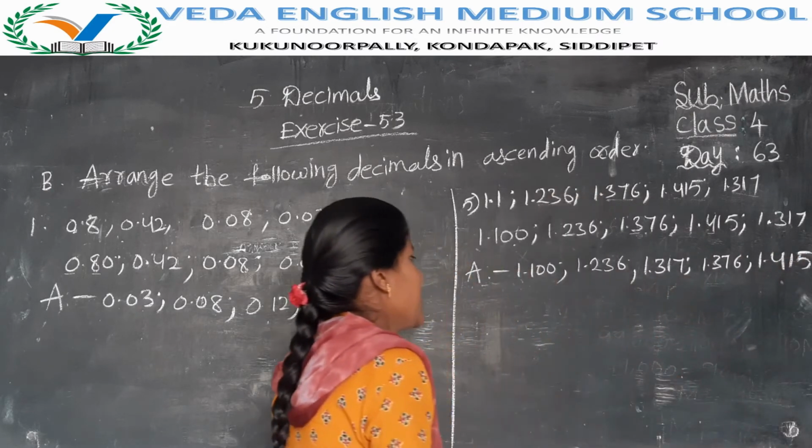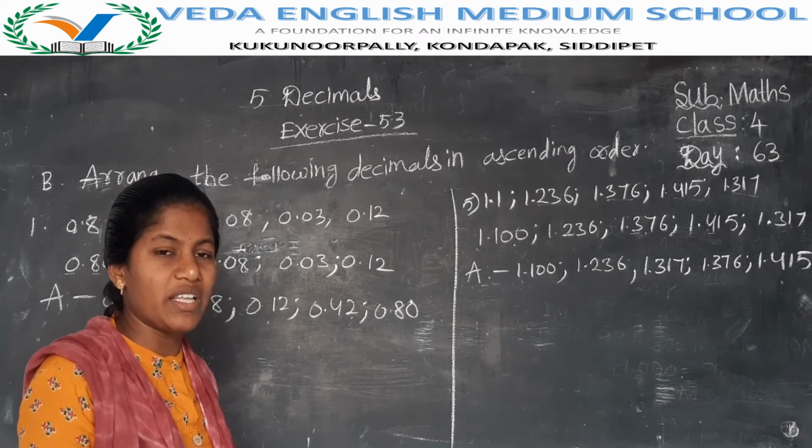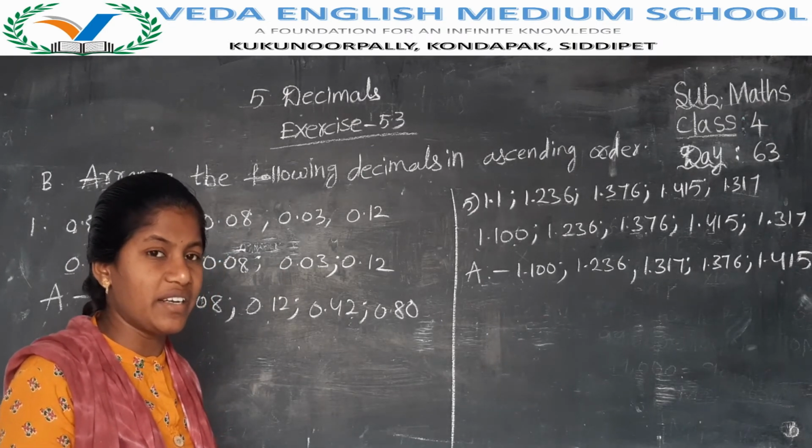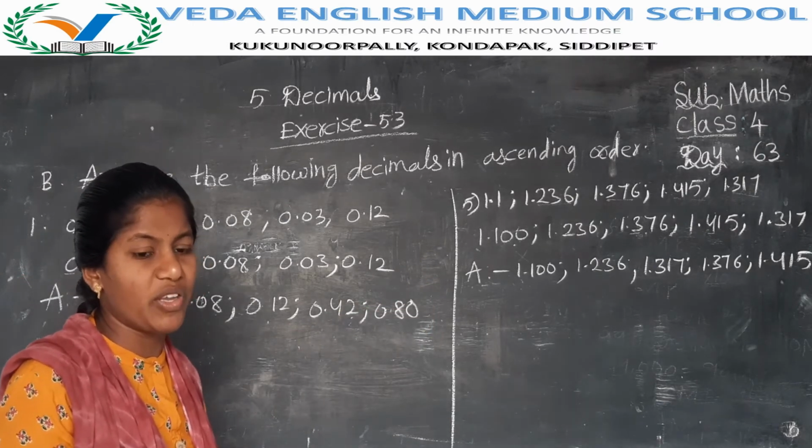Like this you have to write in ascending order. Understand? If they are unlike decimals, then you have to count the decimal places and write them as like decimals. Then based on the numbers you have to write in ascending order. That means small to big you have to write.